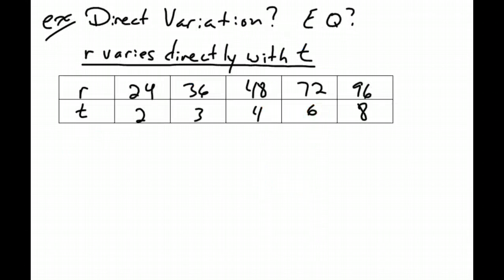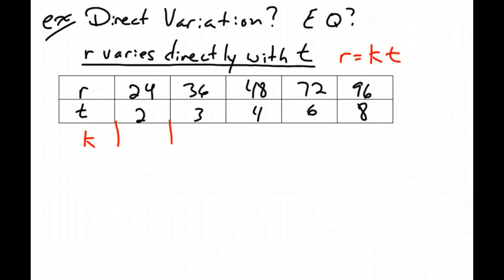You may also have examples like this, where it's going to ask you, is this direct variation? You're going to have to look at every value in the table and see if it is the same k with all of these. And we're given that r varies directly with t. So if r varies directly with t, we know r equals kt. And I want to figure out what the k is for all of these, so that I can write my equation, r equals something times t. So I need to figure out what that something is.